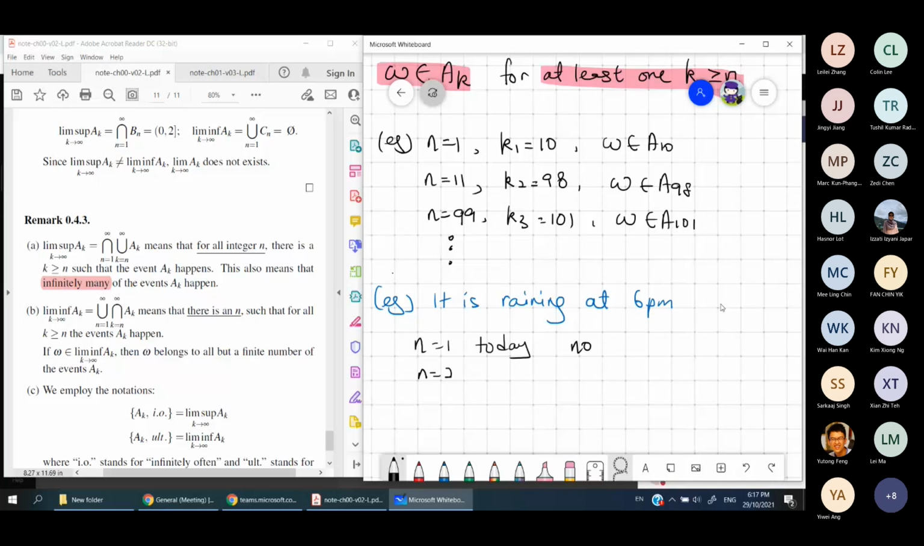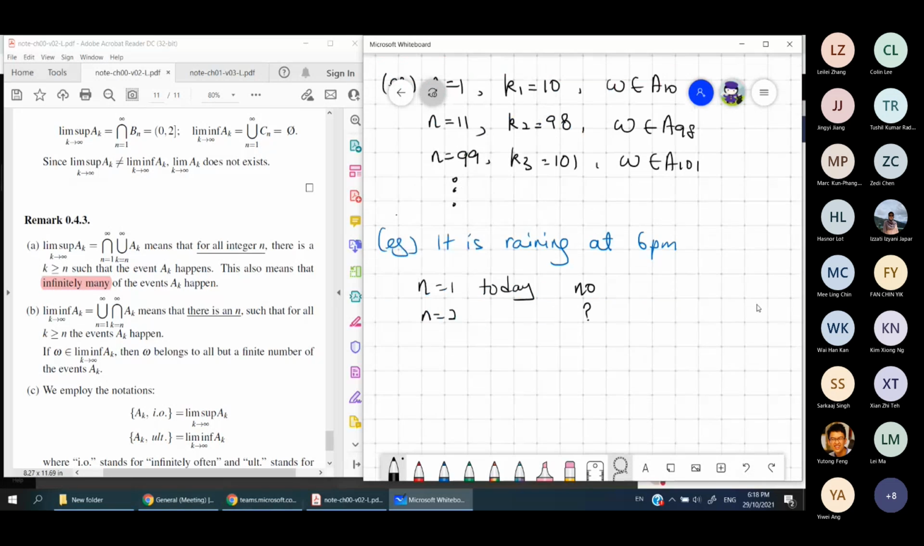Okay, we don't know. Although maybe tomorrow it might not rain at 6 p.m., and also the day after tomorrow it might not rain at 6 p.m., I think I can safely say that for sure, after some days, it's going to rain. For example, maybe after 100 days, it's going to be raining at 6 p.m. So I just keep on waiting. So this definitely for some day is going to happen, rain at this, one time.